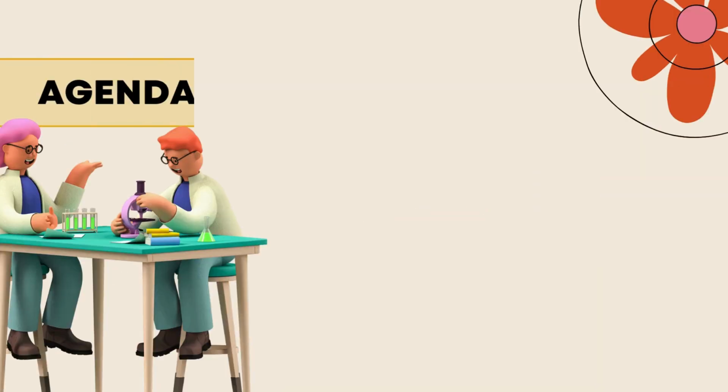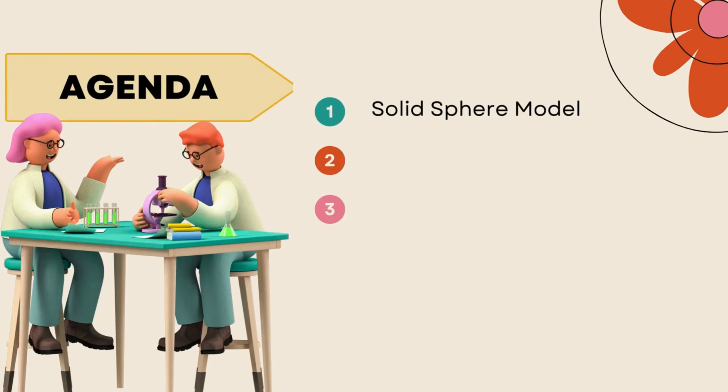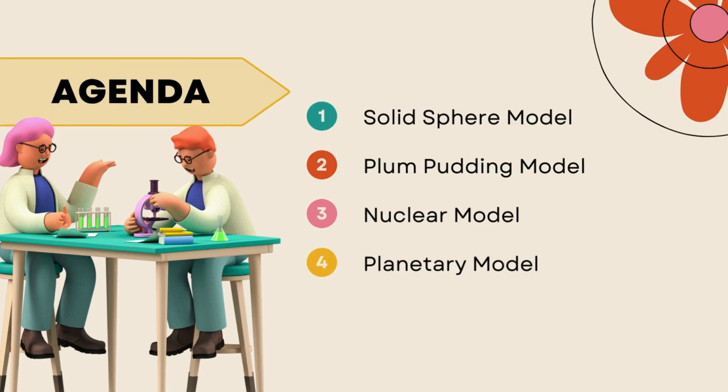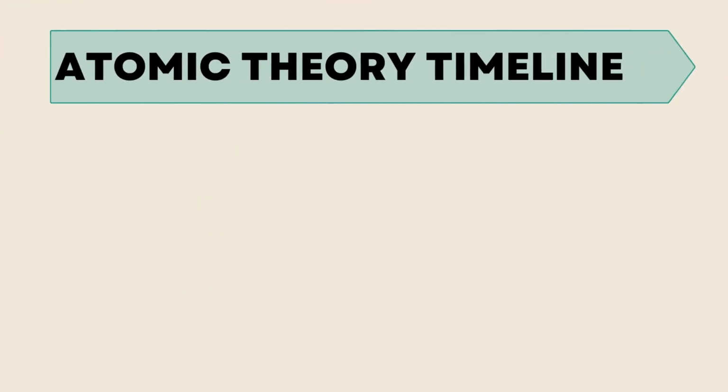First, I give you a small agenda about the atomic theory. It has 5 models, which are given here. First is the solid sphere model, second is the plum pudding model, third is the nuclear model, fourth is the planetary model, fifth is the quantum model. I give you a quick atomic theory timeline.